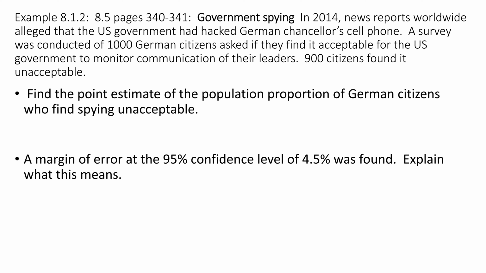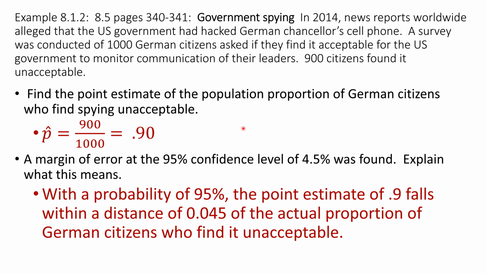Here is an example from a textbook. You can pause this video and read the question. Question 1. Find the point estimate of the population proportion of German citizens who find spying unacceptable, because 900 citizens find it unacceptable, and the sample size is 1,000. So p hat equals 0.90.